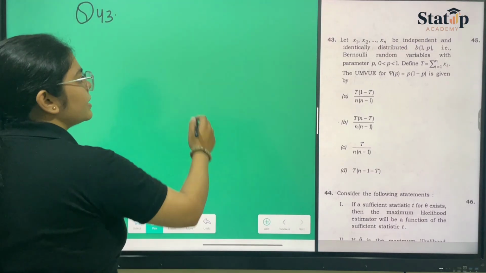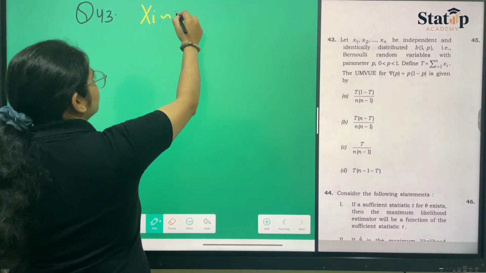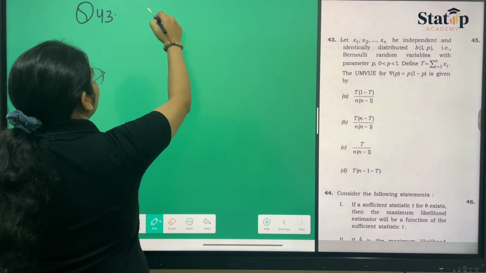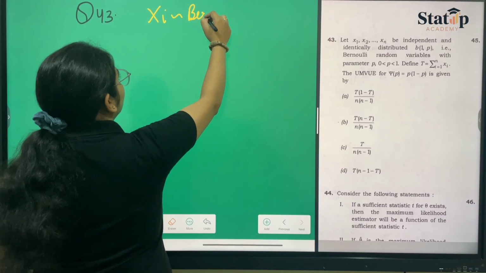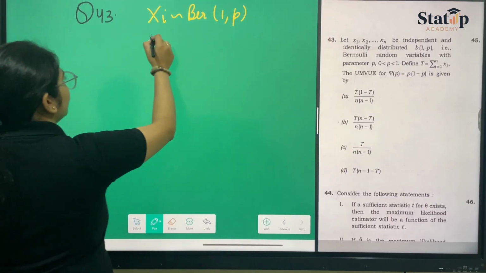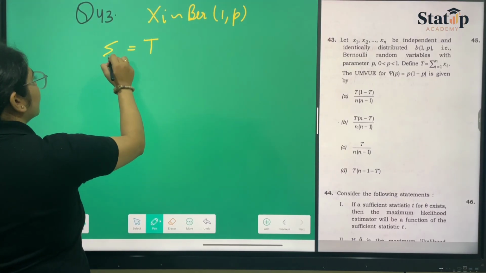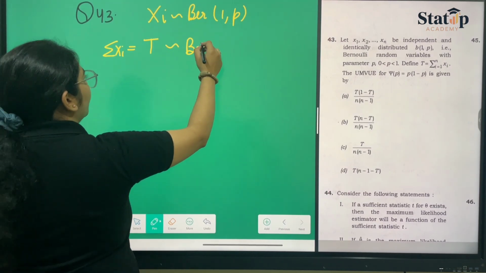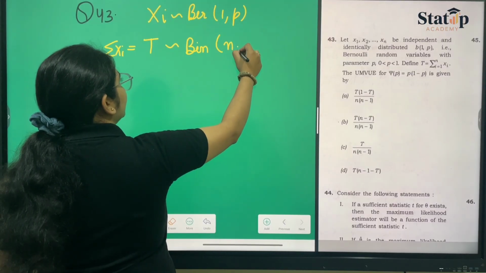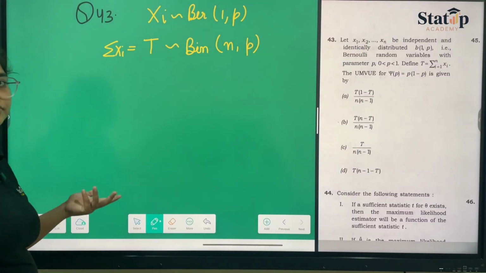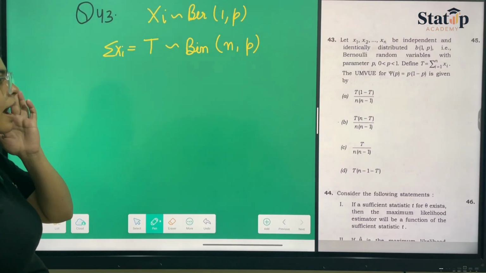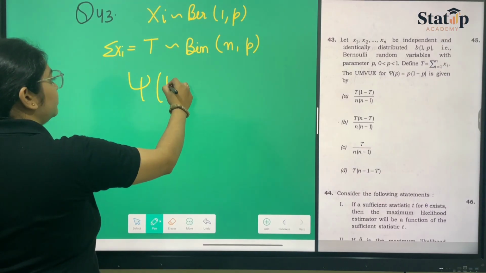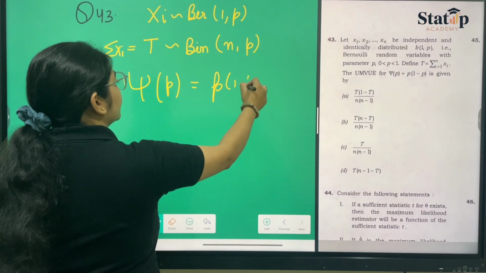They have given us that xi follows Bernoulli random variable. So if xi follows Bernoulli with parameters 1 and p, then summation xi, which is t, will be following, we know that summation of Bernoulli will follow binomial with parameters n and p. This is the understood statement that we all know. Now we have to find the UMVUE of phi p, which is p(1 minus p).